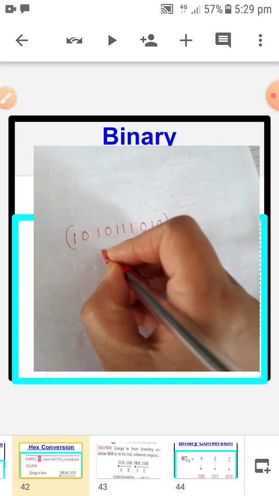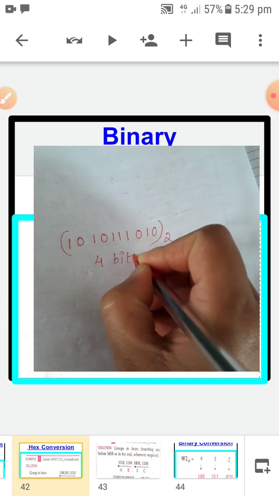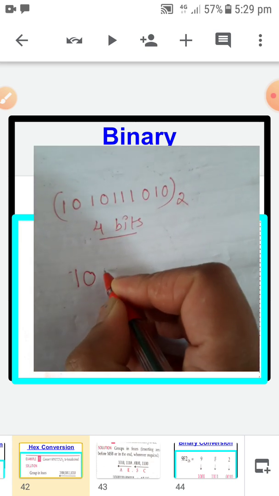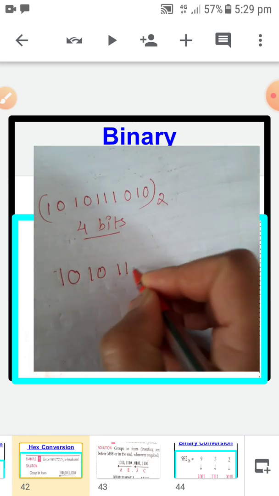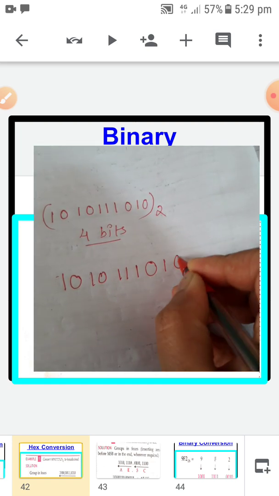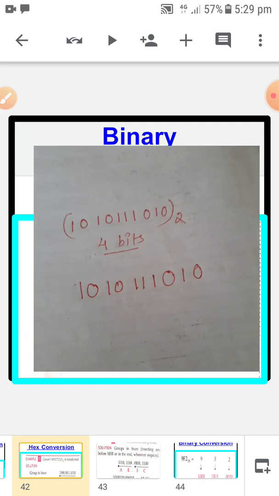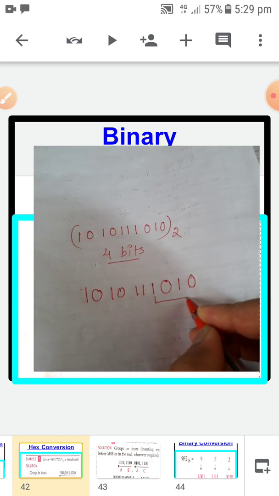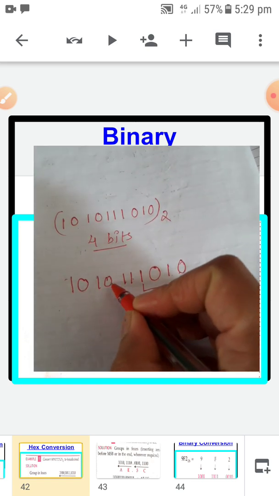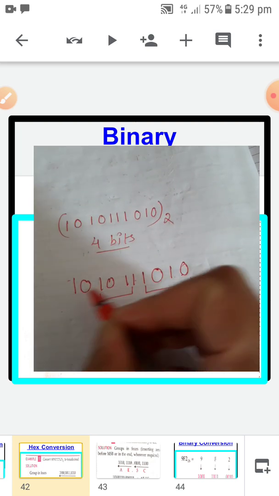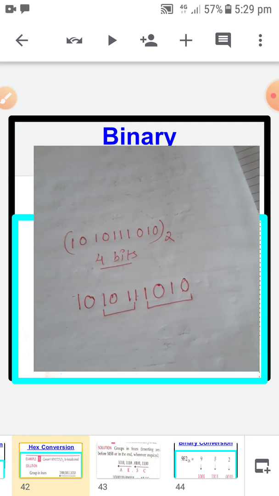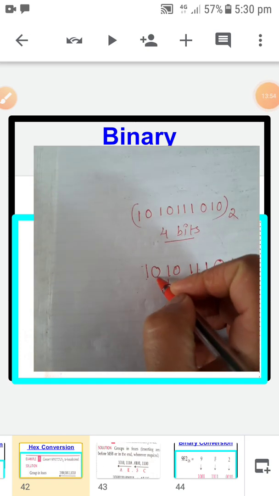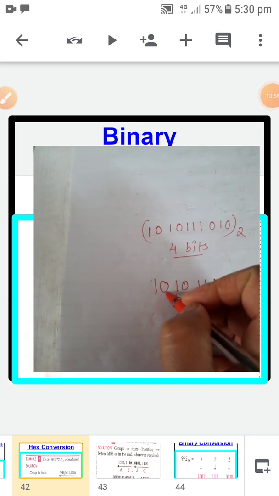So how you can do that? You need to make 4 bit pairs. Okay, so let's make this 4 bit pair. Write again this question: 1010111010. So how you can make pairs? From the rightmost side. So 1 2 3 4 that come in one pair. Now 1 2 3 4 that come in one pair. Now only this 10 is left, but it is not a 4 bit pair.